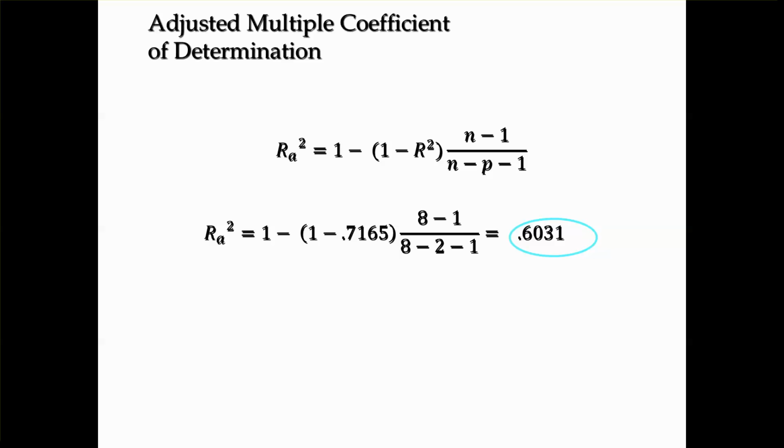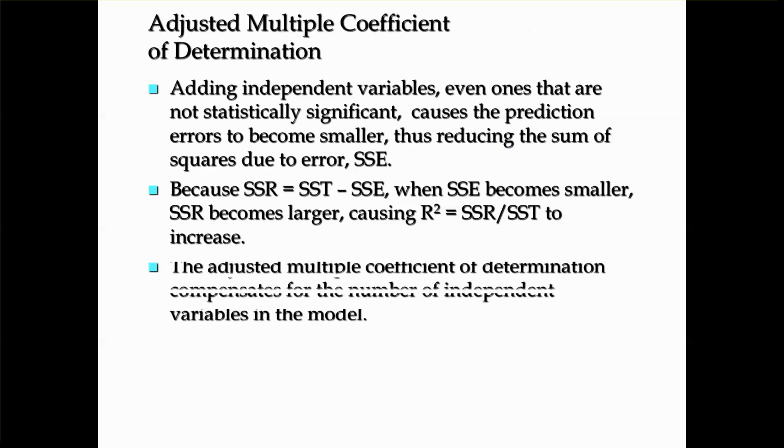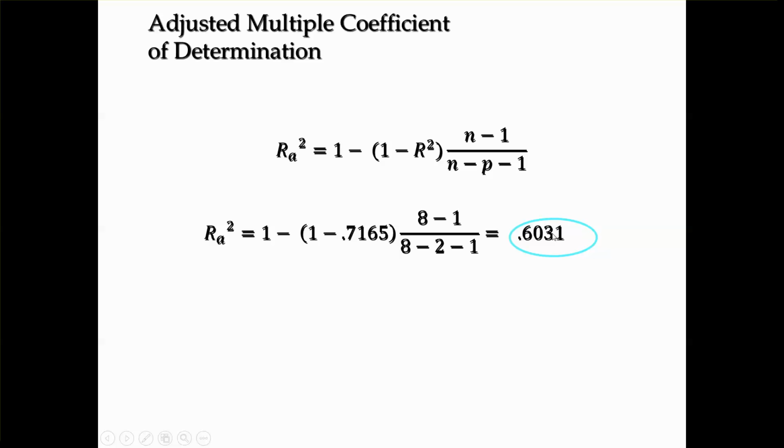Before, the original coefficient of determination was 71.65%. However, we can see that the adjusted multiple coefficient is relatively smaller. It's 60.31%. The reason it's smaller is that the statistic is penalized by the number of independent variables.